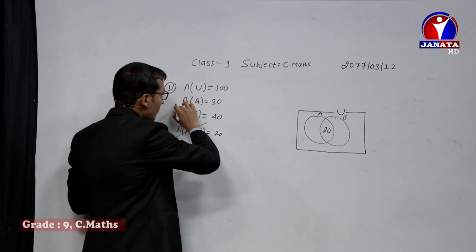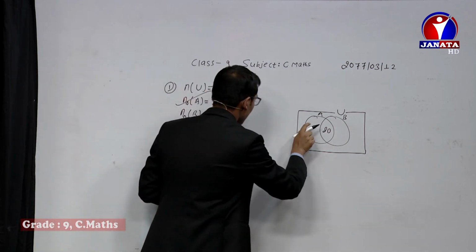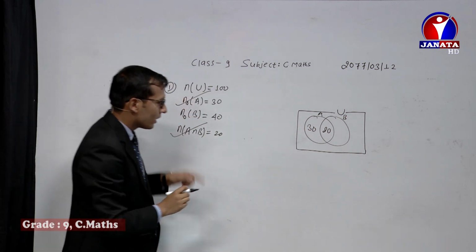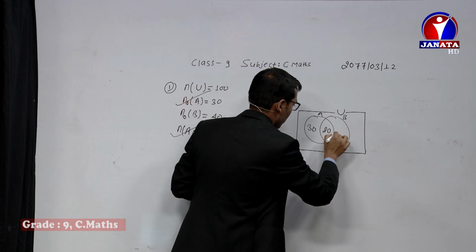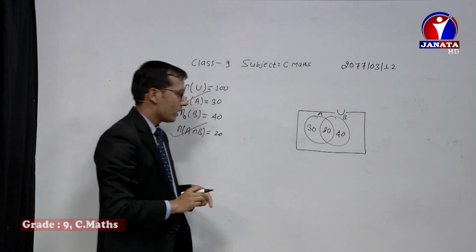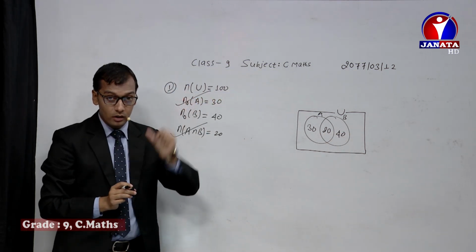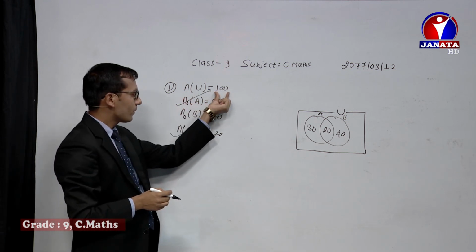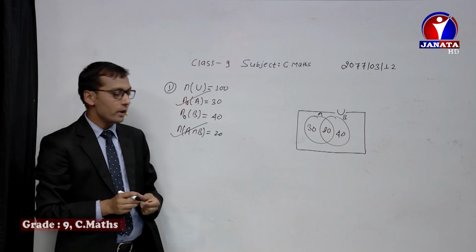What is n only A? This region is n only A, it's 30. What is n only B? This region is n only B, which is 40. And we have the value of n of U. So n of U is 100.